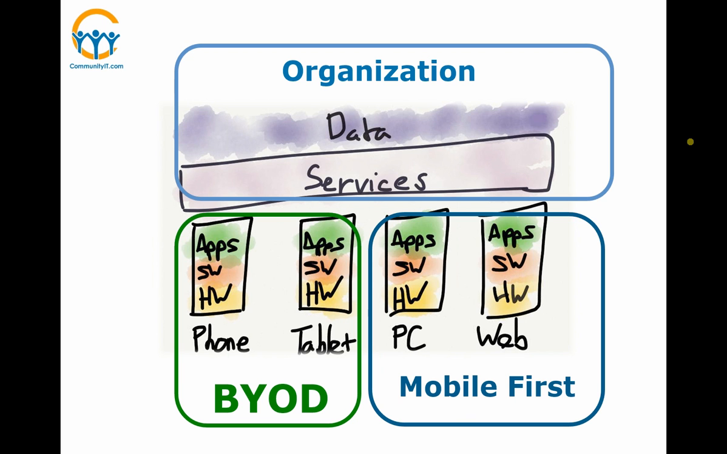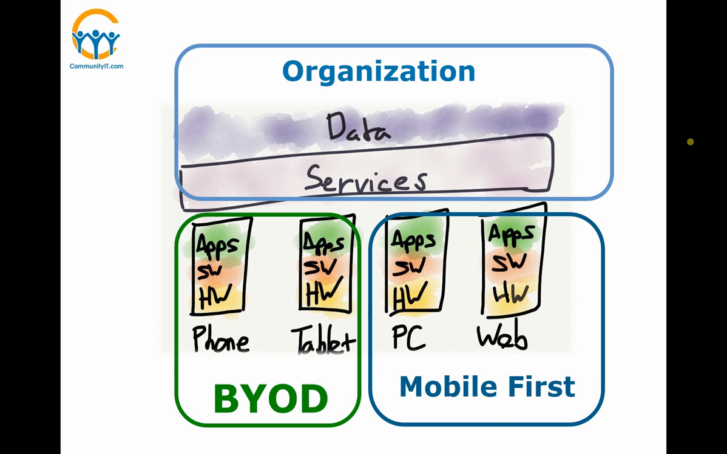A lot of organizations are starting to think in this way that's called mobile first, which is instead of deploying or setting up their data and services in a way that lends itself to be accessed by a PC that's managed by the IT department, organizations are now setting up data and services assuming that they're going to be accessed by devices that they have no control over. And so instead of thinking, well, I've got the PC and the web browser that I control, and then the phone and the tablets that someone else brings in, organizations are saying, well, I'm going to assume right off the bat that this is going to be accessed by devices that I have no control over.